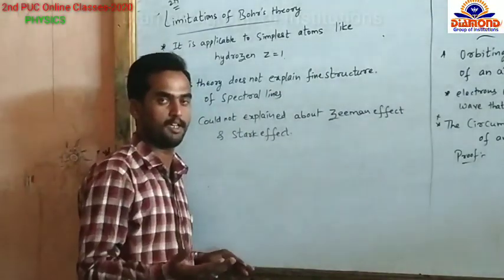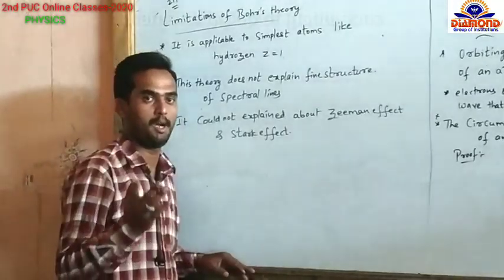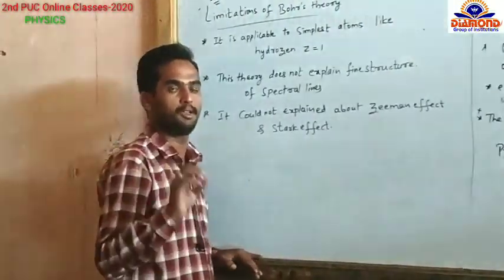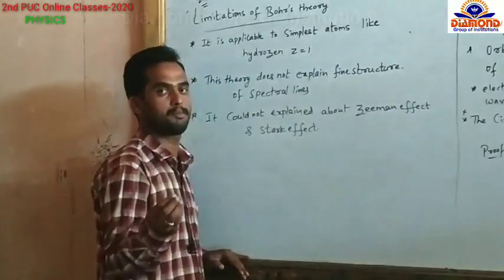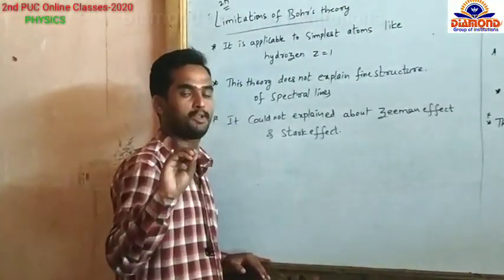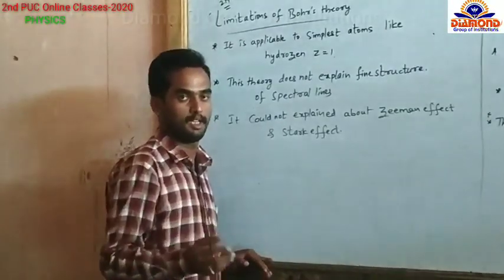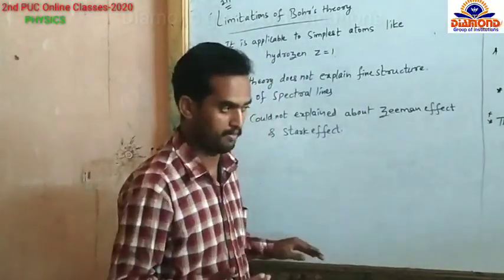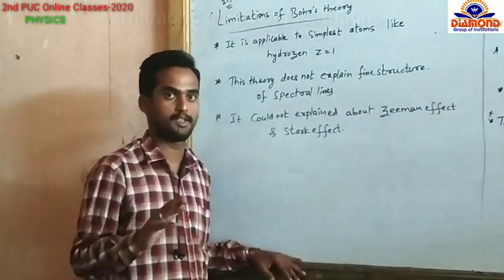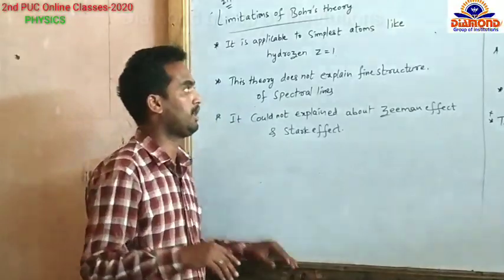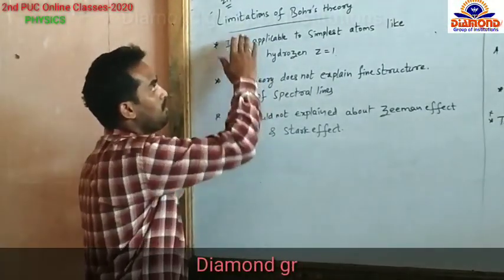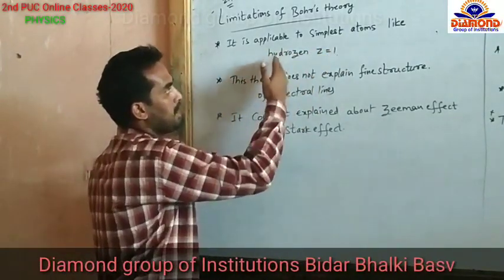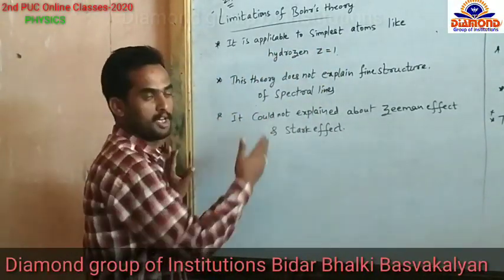Now, the limitations of Bohr's theory. We studied Bohr's postulates and Bohr's radius expression, velocity expression, energy expression, and those formulas and concepts are applicable only for hydrogen-like atoms. That means those are not applicable for complex atoms, where the atomic number is much greater than 1. So we can say this is the limitation of Bohr's theory. It is applicable only to simple atoms like hydrogen-like atoms, that is Z equal to 1.